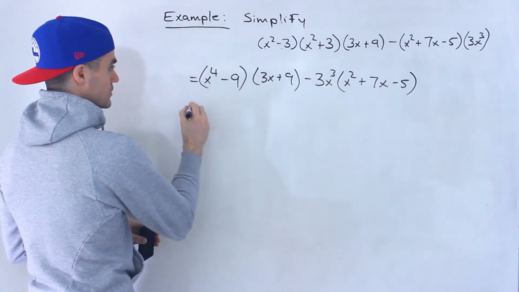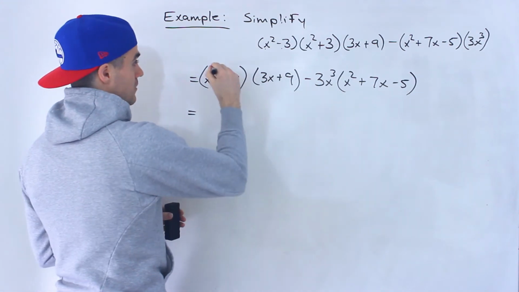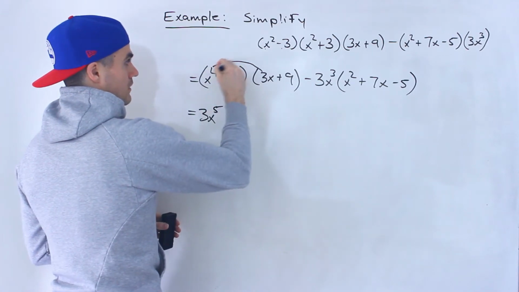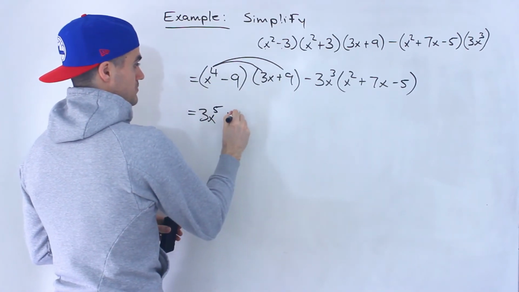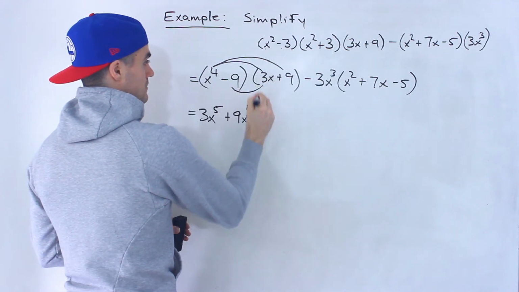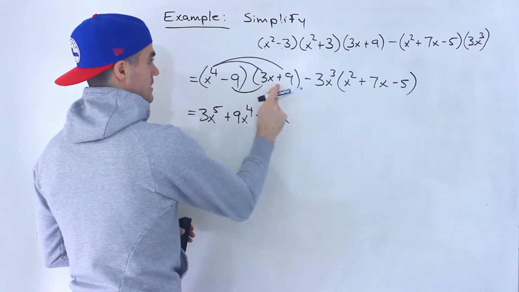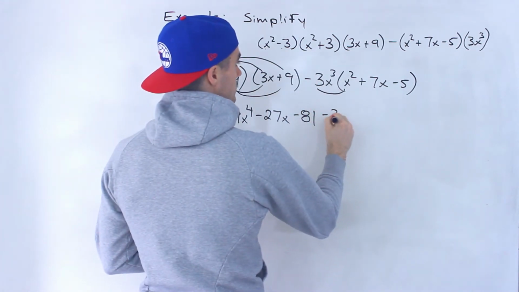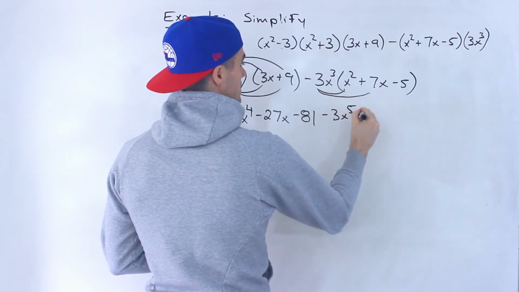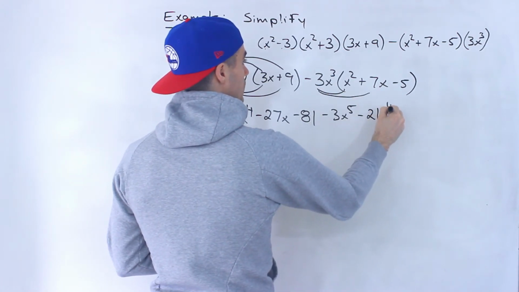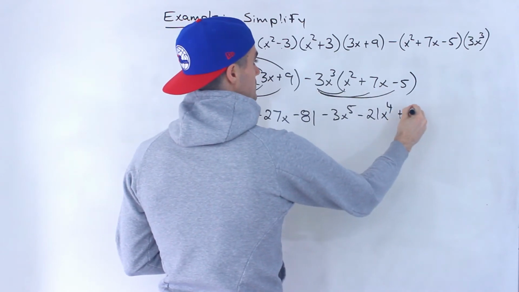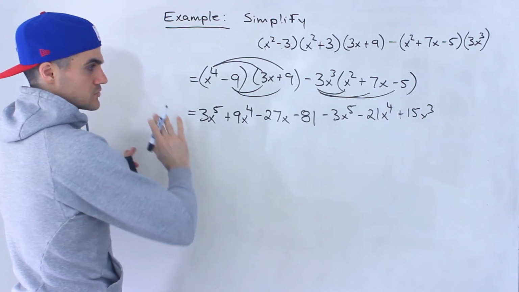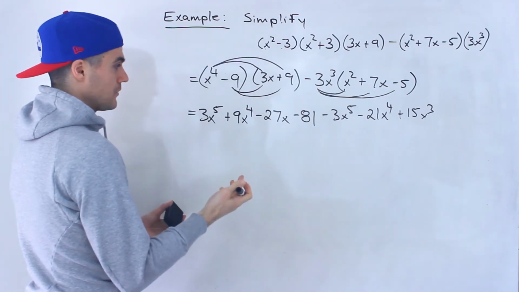And then from here, I'm just going to expand everything. So x to the 4 times 3x. Be careful with your algebra. 9 times x to the 4 gives us positive 9x to the 4. This times that gives us minus 27x. And then this times that gives us minus 81. And then we got minus 3x to the 5. This times that gives us minus 21x to the 4. And then that times that gives us positive 15x to the 3. Like that. So we just expanded everything, and now we could collect like terms.